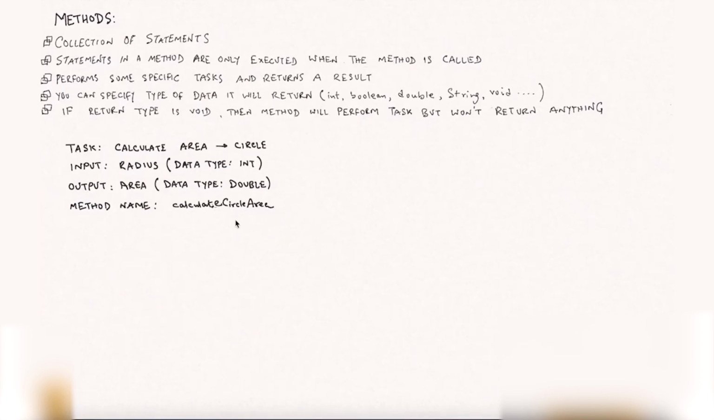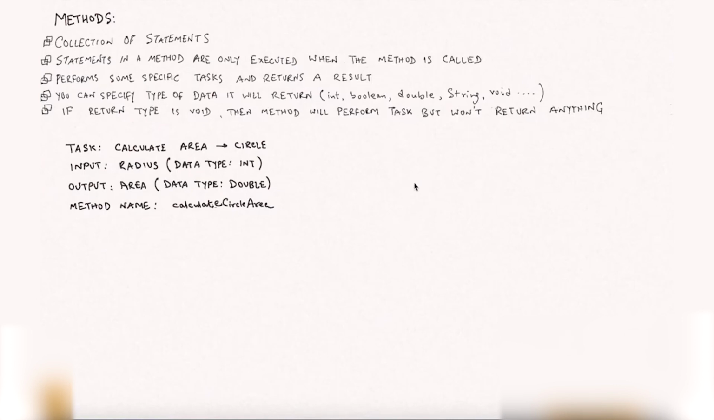So always remember that the name of the method should be something that is very easy to understand, so that once you look at the name of the method, you directly know what this method does. Now, when we say calculate circle area, it's extremely clear what this method does. It calculates the area of a circle. So great, now let's start writing our code.